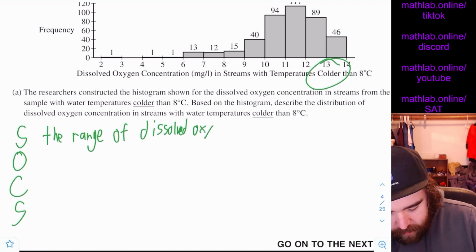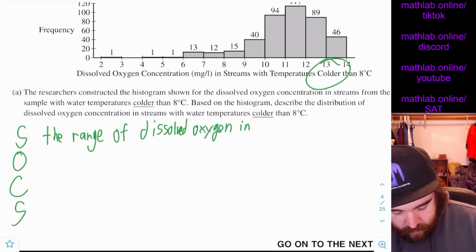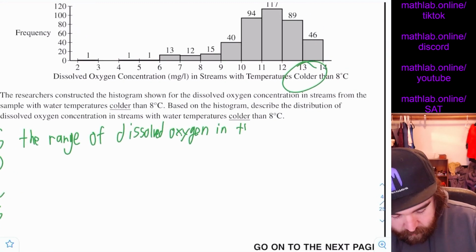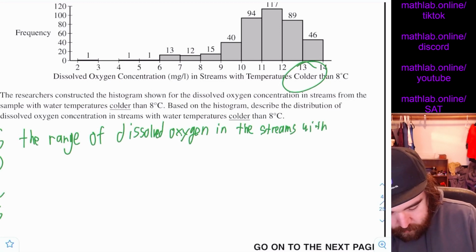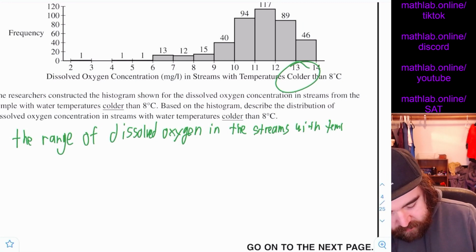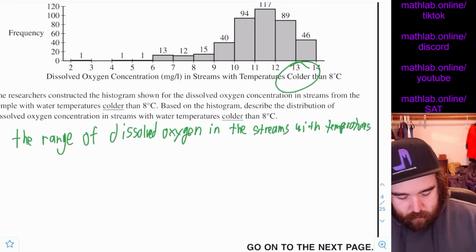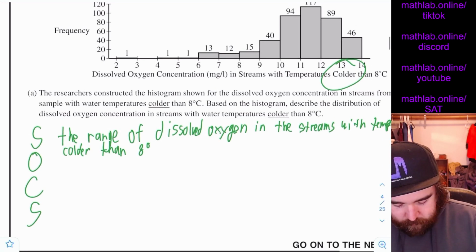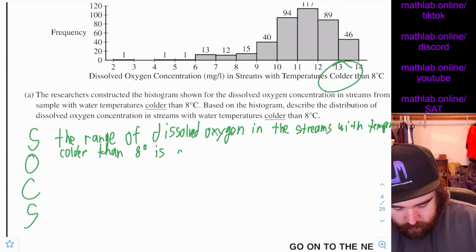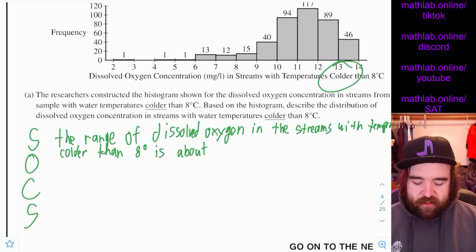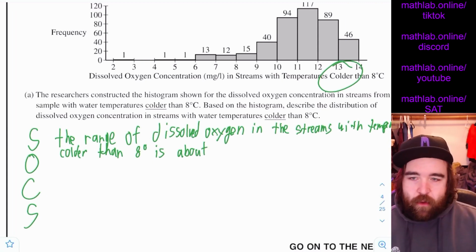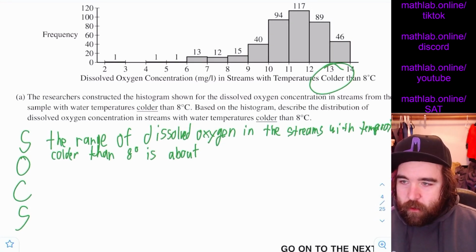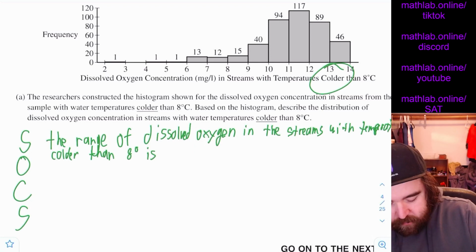dissolved oxygen in the streams with temperatures colder than 8 degrees is about, we'll throw in about because we don't know, like that 2 to 3 one, it's 2 to 3. We don't know that it's 2. But we'll say that it's about 2. So, or we could say between. Let's do that.